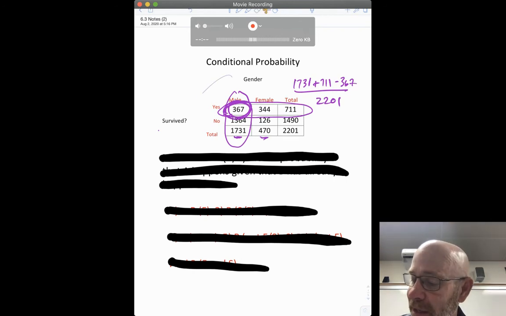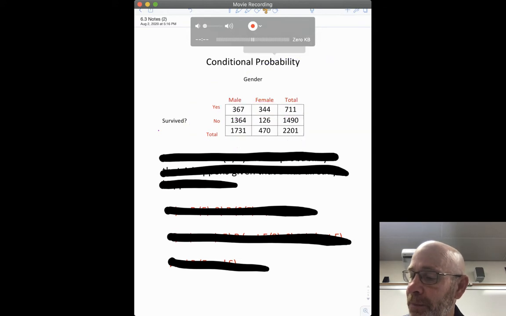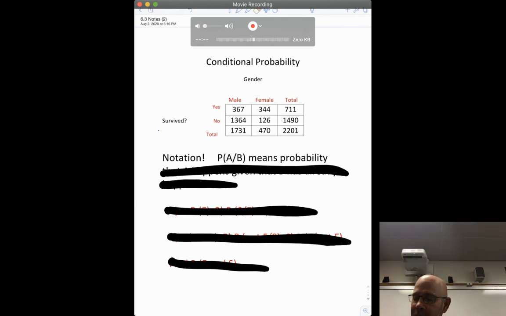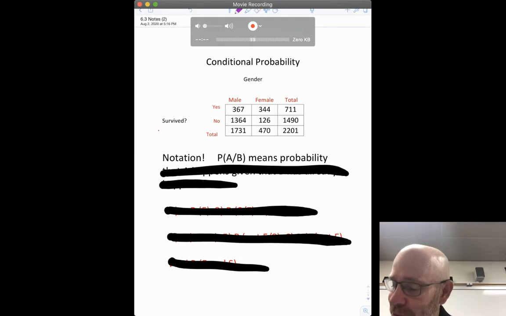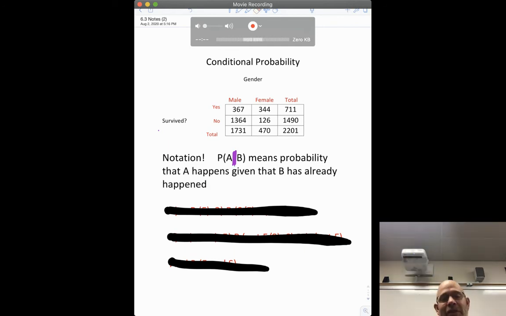So now, give me a second here. All right, so now we're going to do what's called conditional probability. So a little notation for you. This is the notation. Actually, this line should be a vertical line. So probability of A vertical line B, when you say that, means what's the probability that A happens given that B has already happened? So there's some precondition that has to be met first, all right?